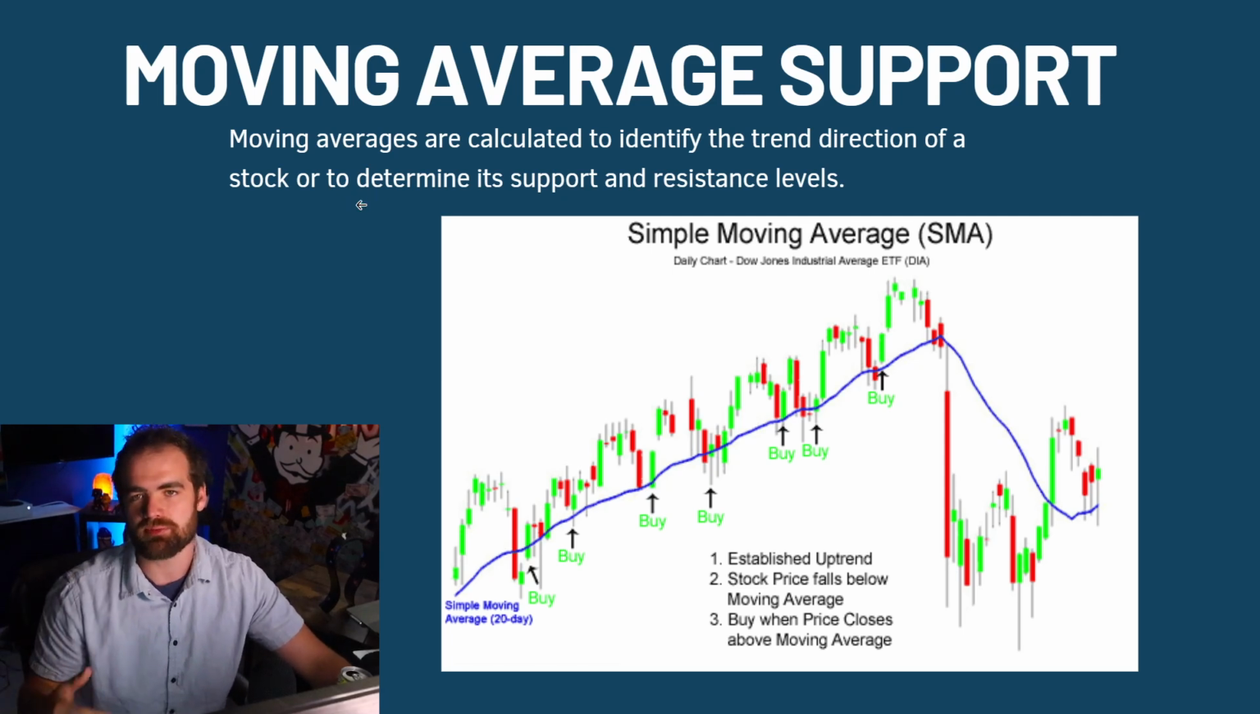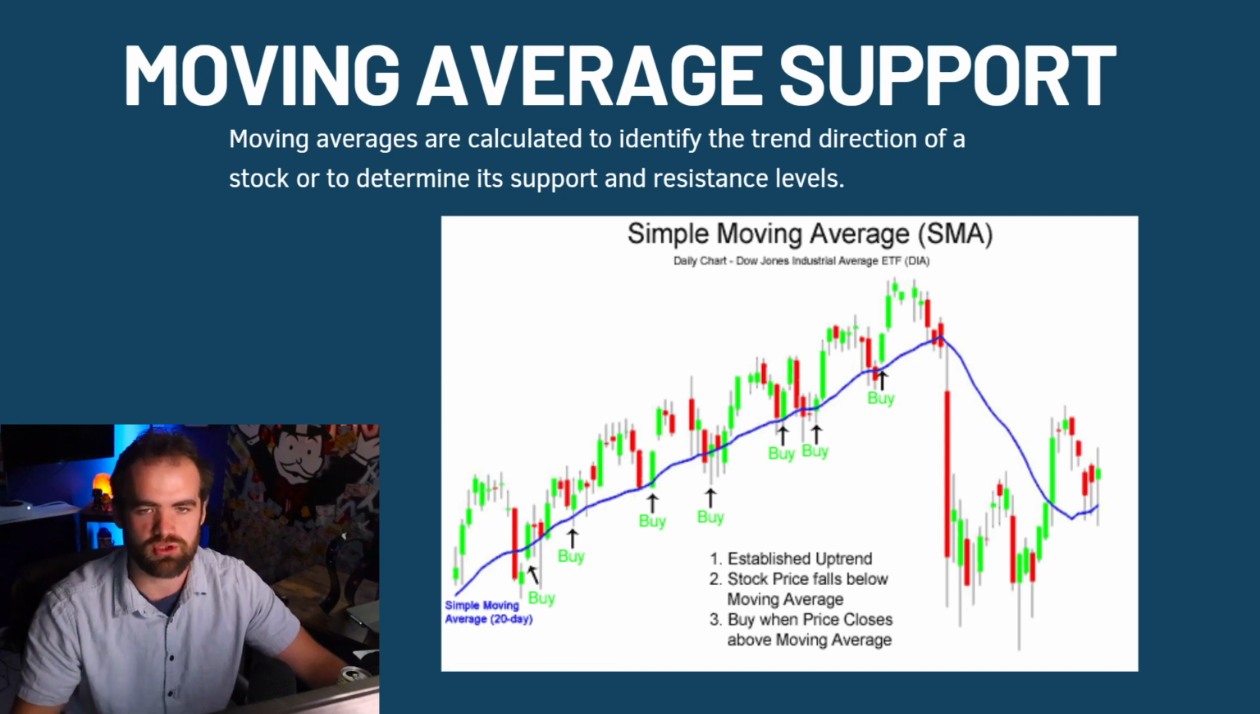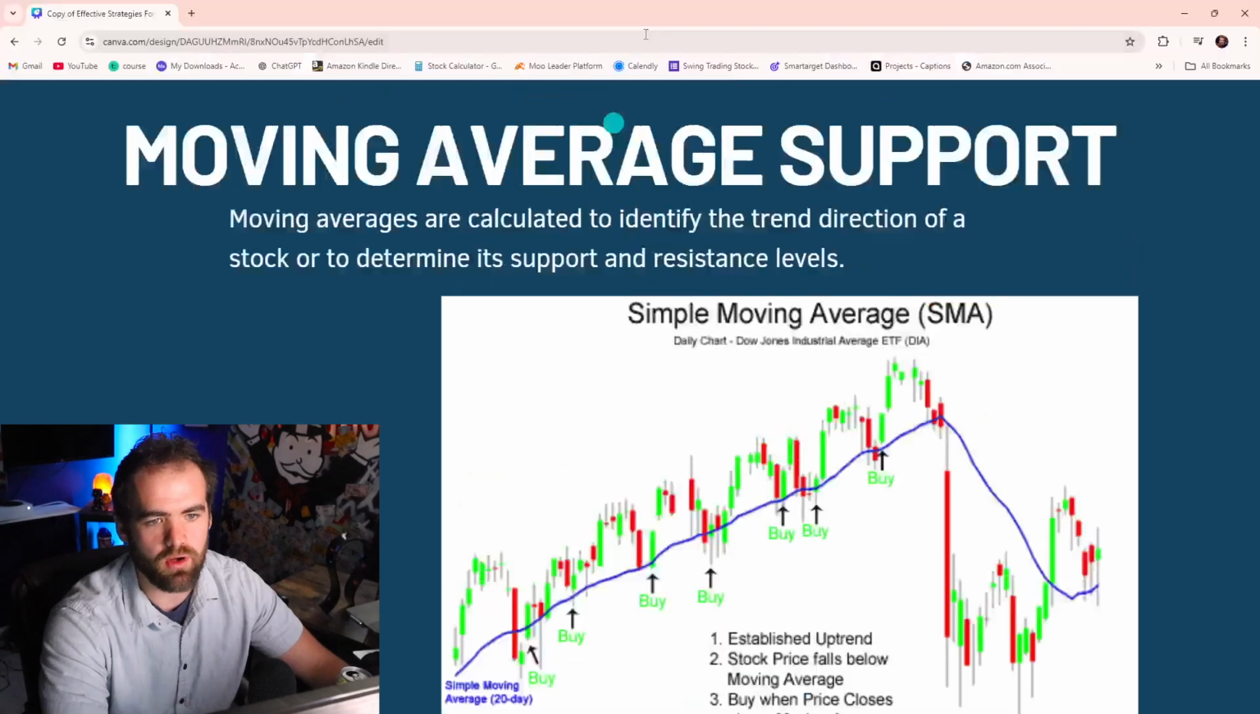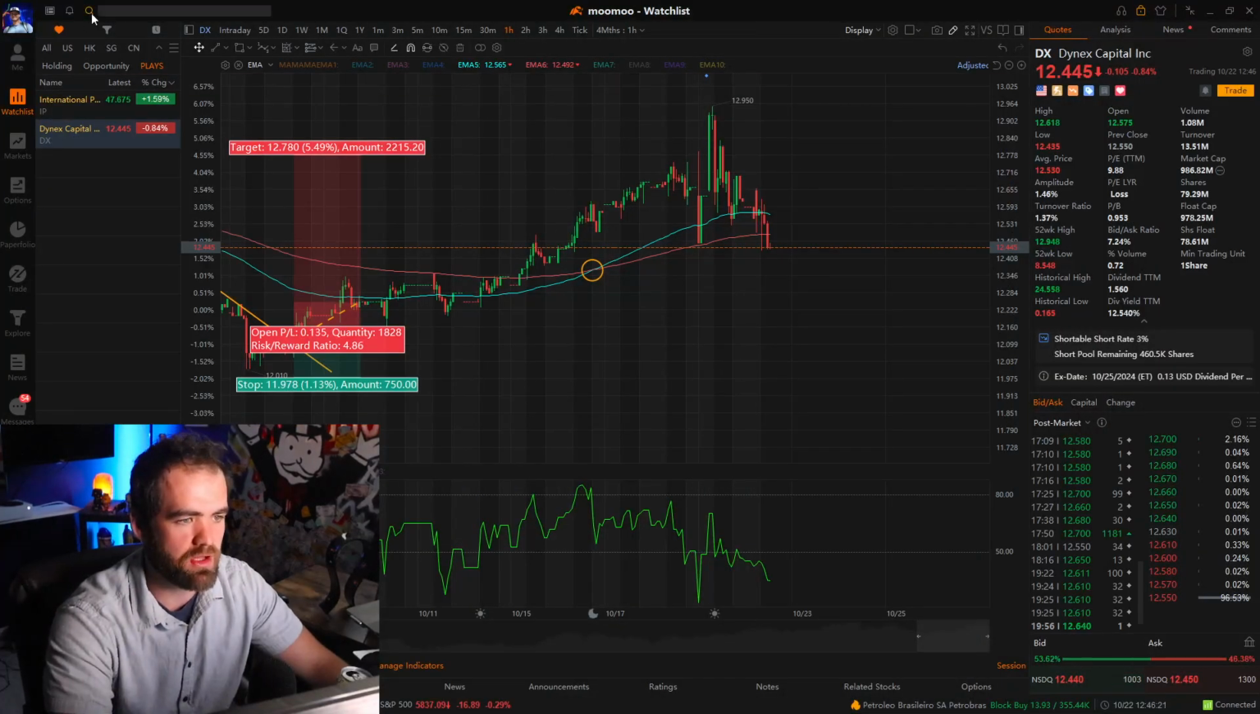The main difference between the two is going to be support strength. The higher up you go, so like the 200 is going to act as a harder support than the 90. The 90 is going to act as a harder support than the 20. So let's go ahead and we can show you guys an example of that here.